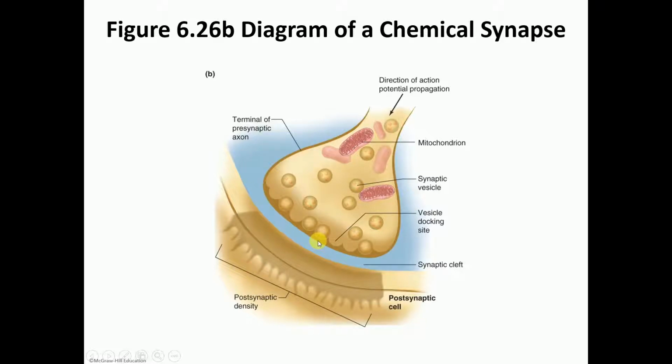When an action potential reaches the end of the axon terminal, certain changes happen that lead to the release of the neurotransmitter, and then the neurotransmitter pretty much diffuses or swims across the synaptic cleft and attaches to the receptor on the postsynaptic cell.